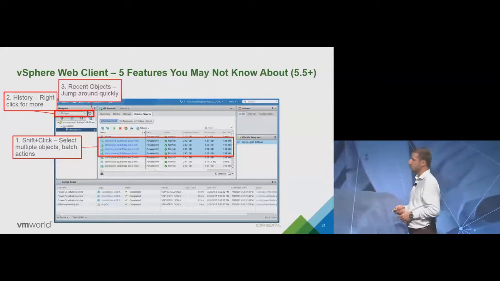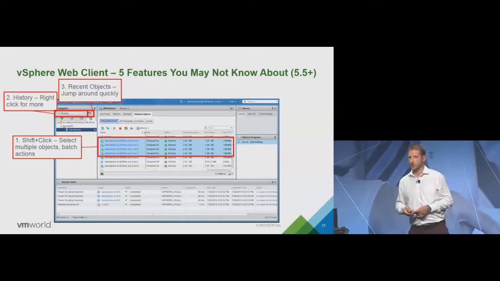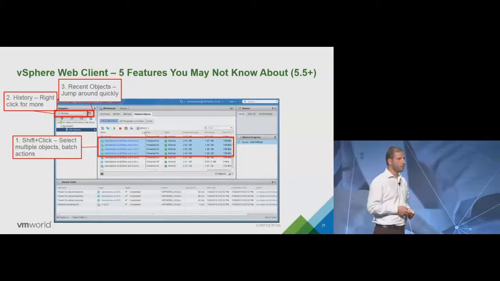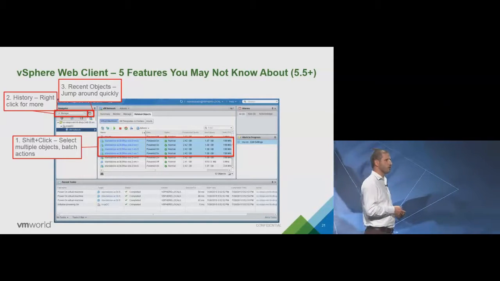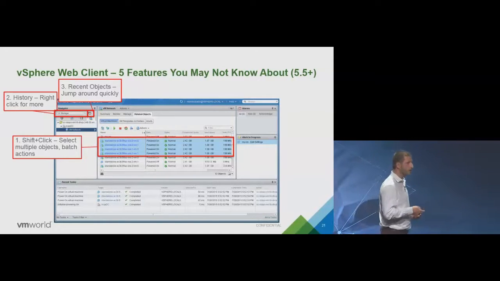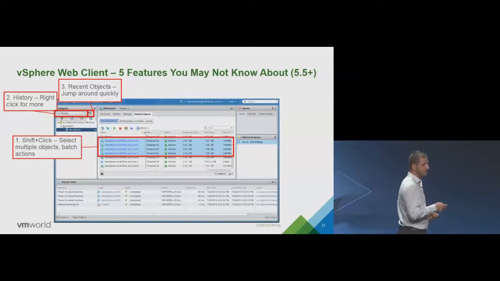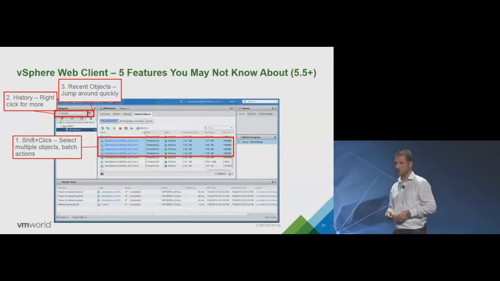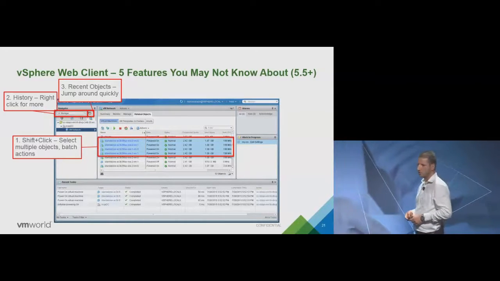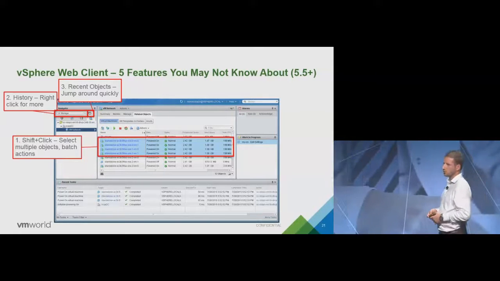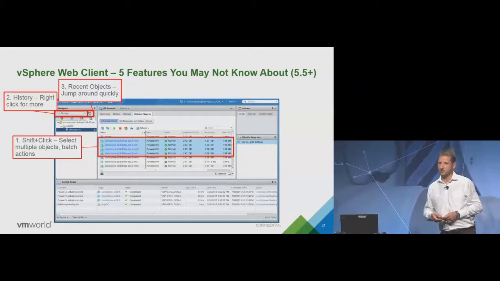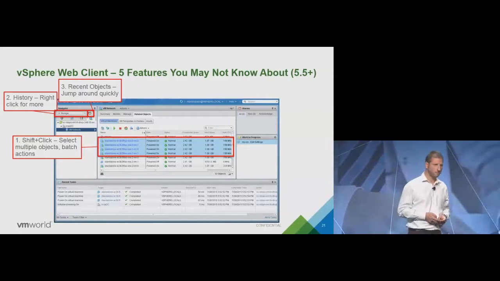Right next to the history button is the recent objects button. Actually, not many of you know that this is a button. But when you click on it, you see the last 10 objects you visited. Something that is cool, those are persisted across user sessions. So if you go home and you don't remember what you've been working on, you click on it and you see the last 10 objects that you've been working with.